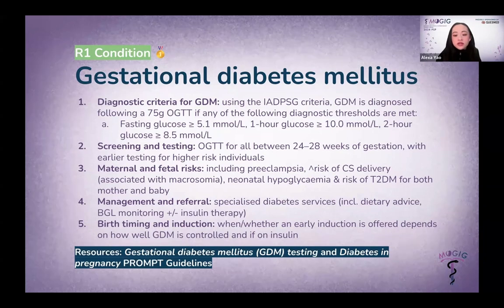If there are other concerns, including suboptimal blood glucose control or fetal growth restriction, then you might even consider planning delivery from 38 weeks or earlier. And the PROMPT guidelines for gestational diabetes testing and diabetes management are a great resource on this.